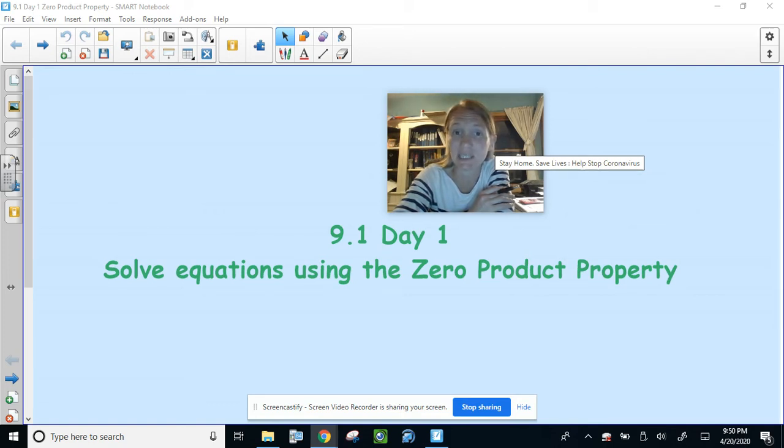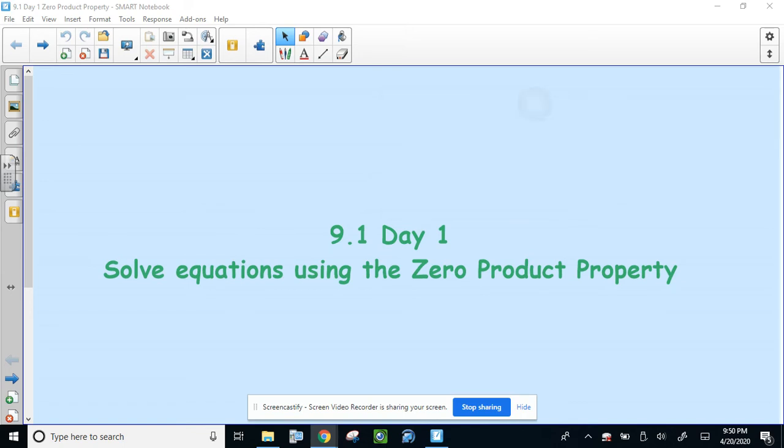Today's going to be a pretty easy one, just looking at what the zero product property is. So without much more than that, let's go ahead and get started. It's going to be pretty basic day to day, and then we'll work from here with our factoring that we've been doing. So we're going to kind of combine everything, bring it all together. But let's go ahead and get started on that.